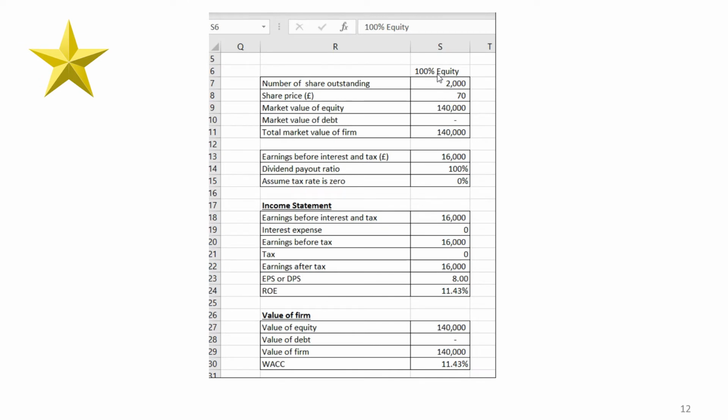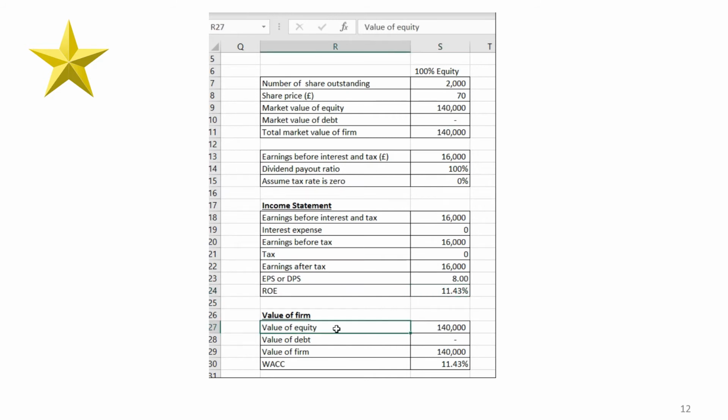When Star Corporation is 100% financed by equity, the market value of equity is equal to 140,000, which is 2,000 shares multiplied by share price of £70. As there is no debt, the total market value of the firm is also 140,000. Assuming a world without corporate tax, the earning after tax is 16,000. The return on equity is earning after tax divided by market value of equity and is equal to 11.43%.